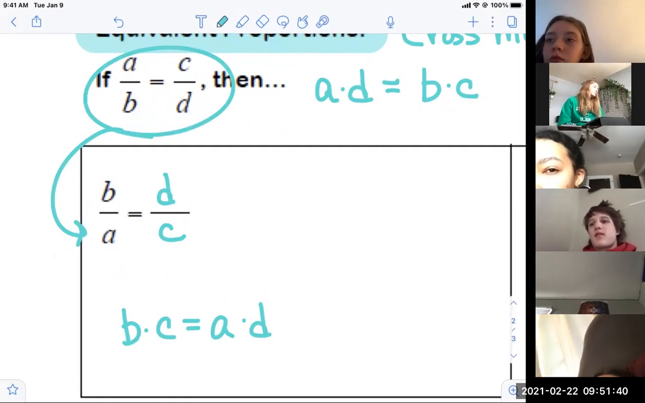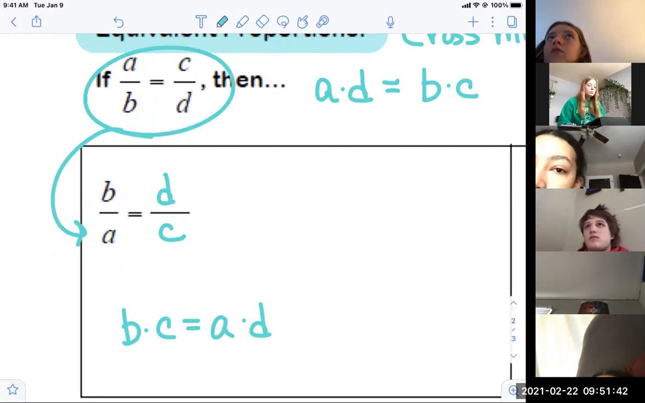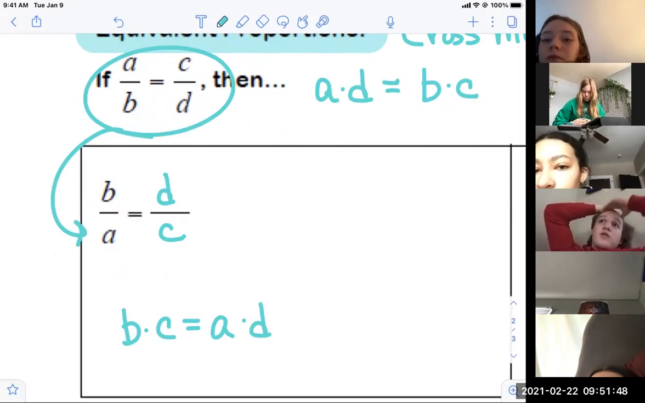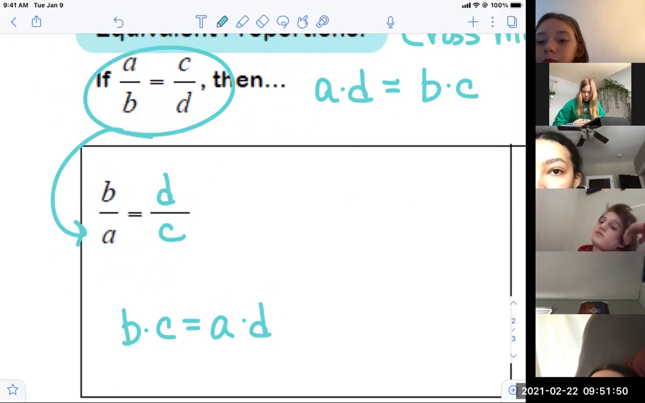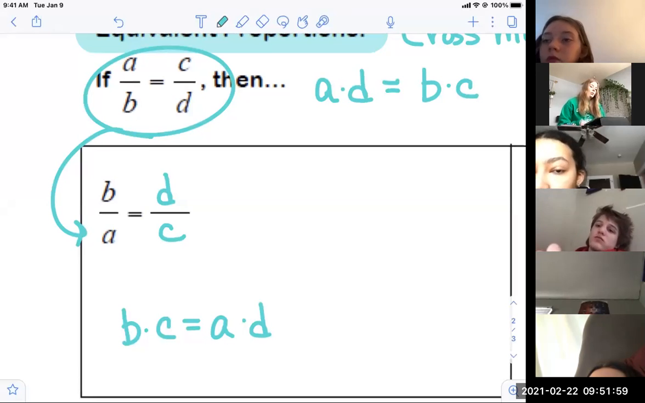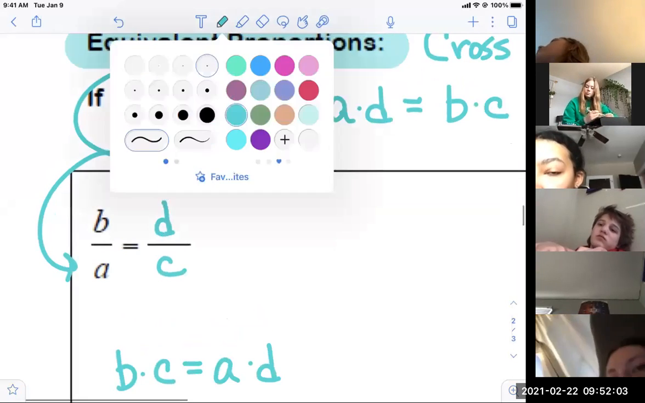How can you morph the first equation into the second equation? You had A over B equals C over D. What did they do? How did they turn it into the second proportion? It's like flipped. Just flipped. Yep. So cross multiplying gives you the same thing.